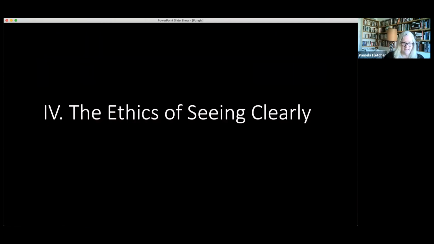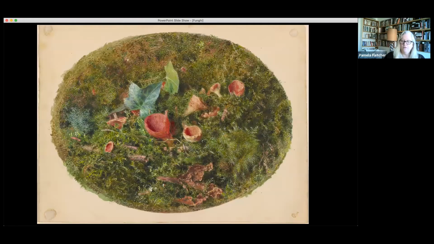Fourth, and finally, the ethics of seeing clearly. For Ruskin, seeing clearly isn't primarily about art or even about science, though he's interested in both those things. For him, seeing nature clearly is a moral imperative.